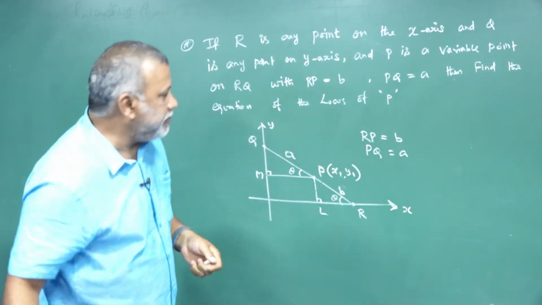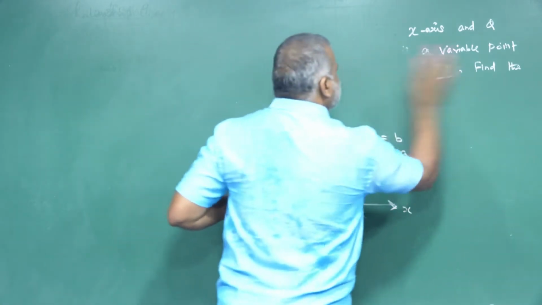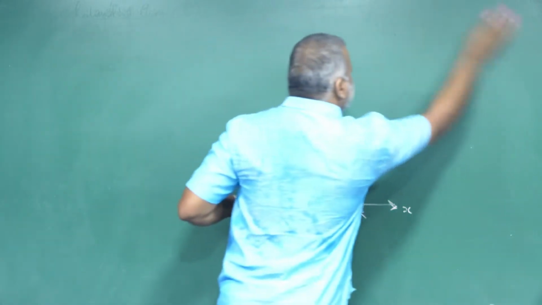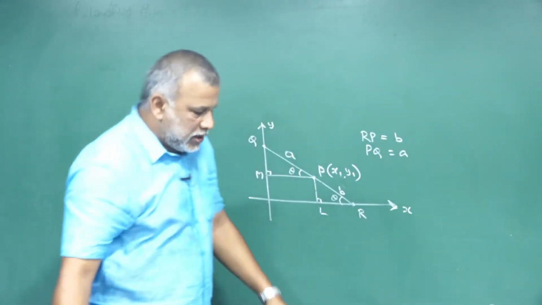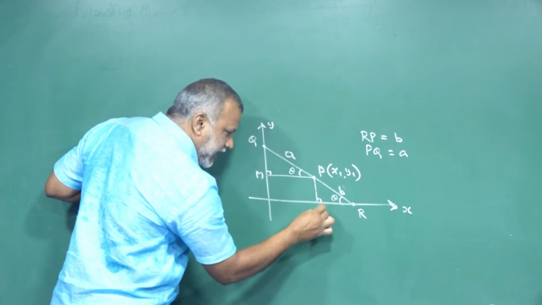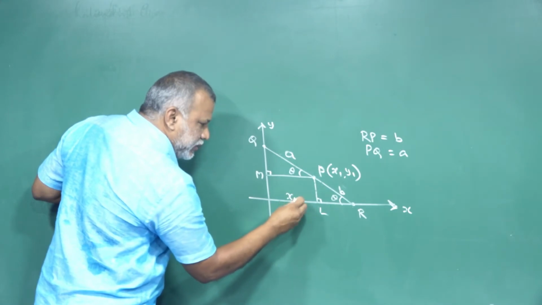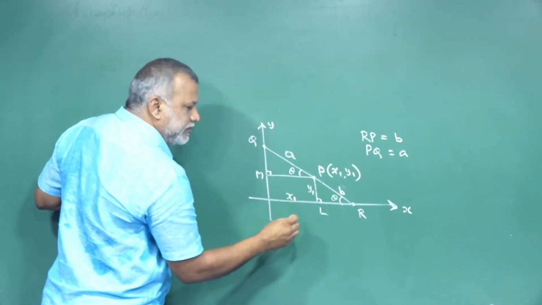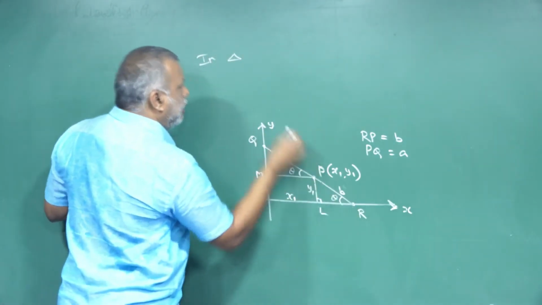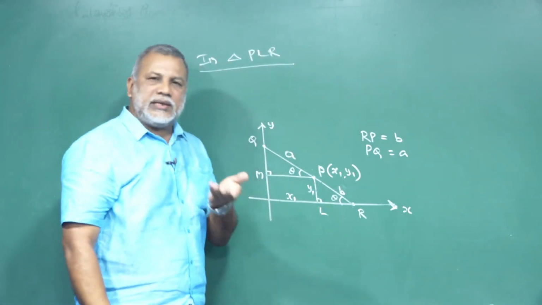See this diagram. Now the process is we have to form the locus of this point P(x1, y1). Now listen. What is the meaning of P(x1, y1)? This distance is x1, and this is y1. So in this diagram, triangle PLR must be a right angle triangle.